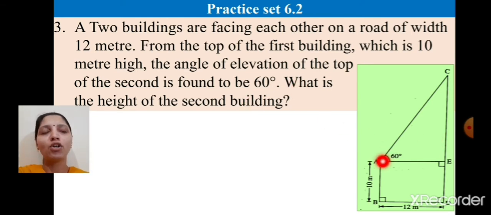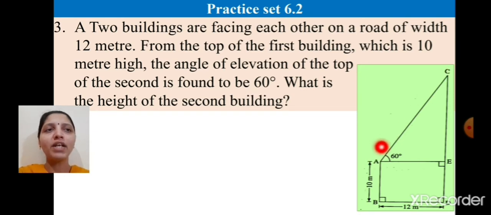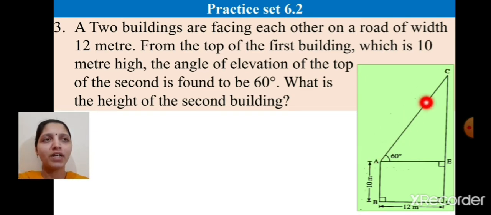That means from the top of the first building, you have to draw a segment joining the top of the second building. So here I have drawn segment AC. This segment AC will be your line of vision. And the angle formed here is 60 degrees. So you have to mention that segment AE is the horizontal line here, and it is parallel to segment BD.